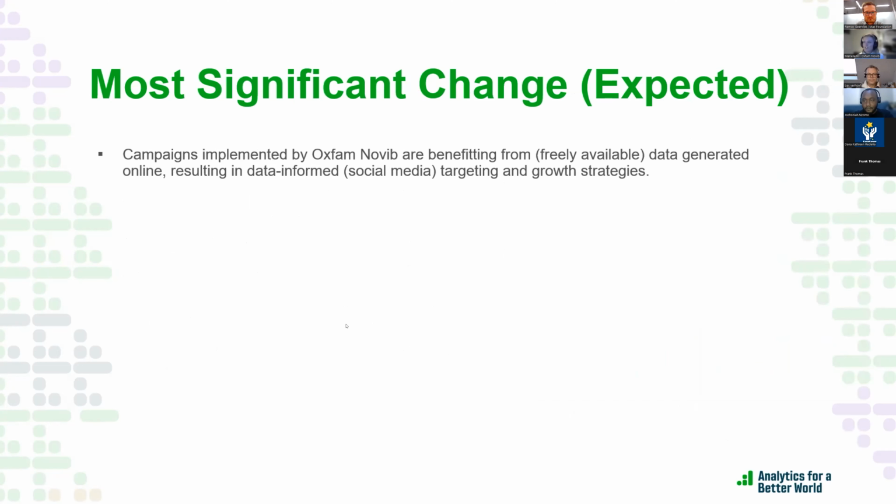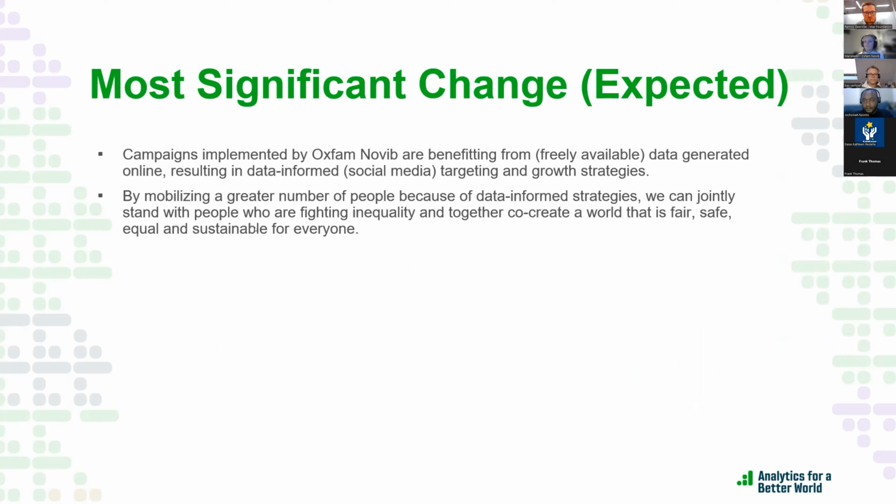Expected most significant change: what we hope is that by making more use of freely available data, also social media data, we can inform our growth and targeting strategies with this, and ultimately that campaigns and programs become more data driven, and that we can mobilize more people for a fair, safe, equal, and sustainable world.